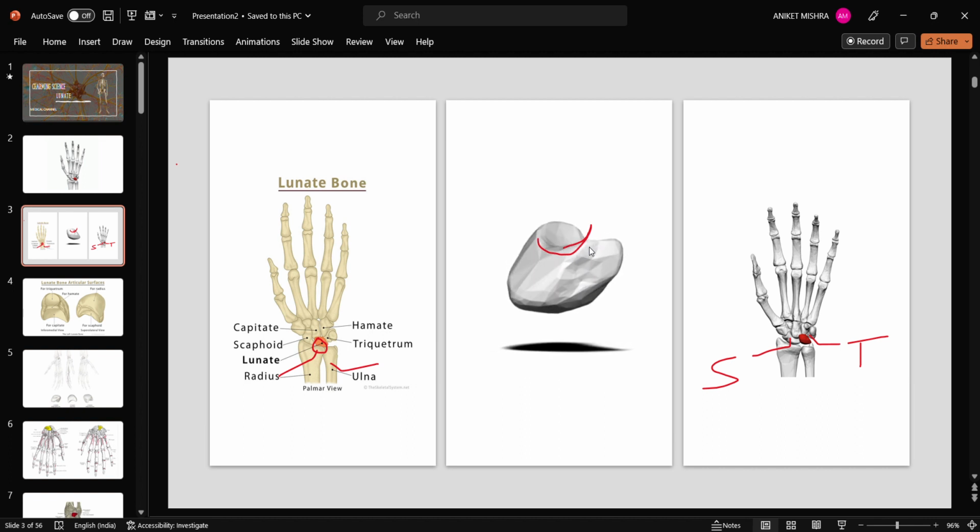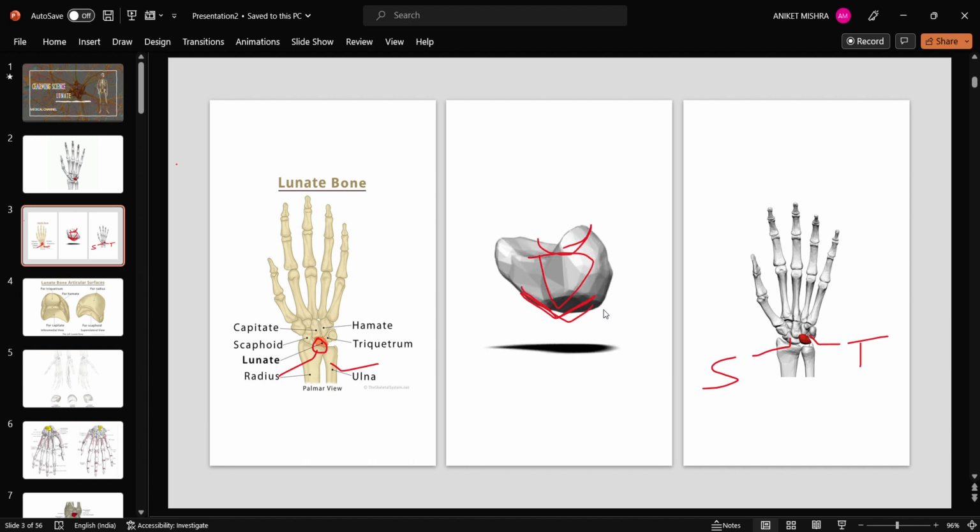It is broader anteriorly than posteriorly. This is the anterior view. It is broader than the posterior side. The lunate is crescent shaped with a proximal convex articular facet. This one is the proximal end, the inferior side. The proximal end has a convex articular facet and the distal end has a concave articular facet.